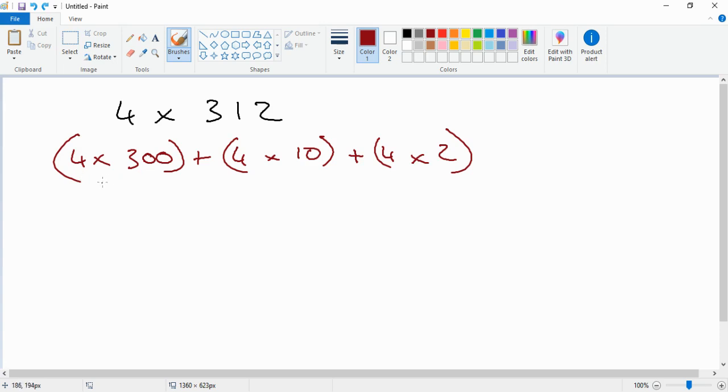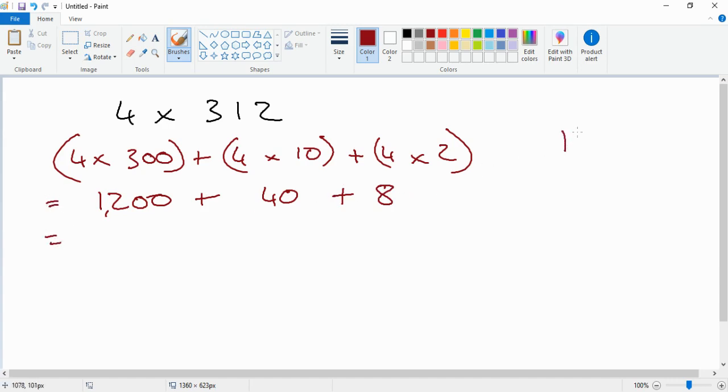4 times 300, maybe you're scared, you don't know what to do. Well, 4 times 3, you should know is 12. We count up the number of zeros then. With 2 zeros, we add the 2 zeros back in. Same here, if you didn't know 4 times 10, well, anyway, 4 times 1 is 4. How many zeros? With 1 zero, add the 1 zero. 4 times 2 is 8, and then we'll add those up.